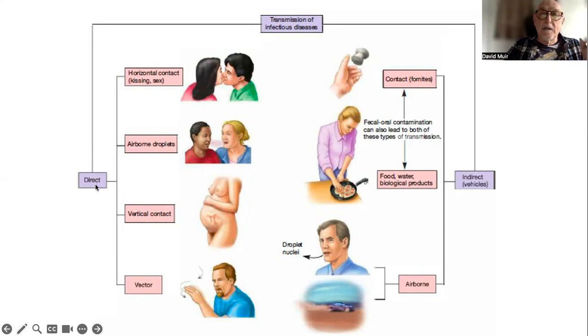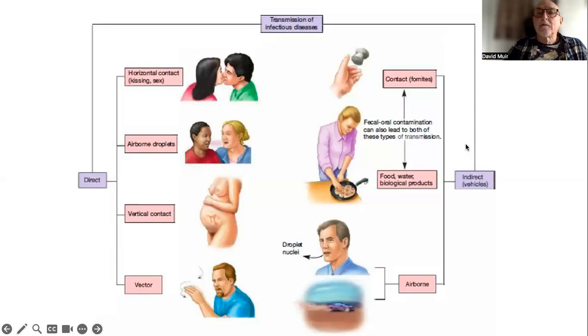Lastly, indirect are the vector-borne diseases. Now, vector-borne disease is one where the organism is not human. It is something else, very often an insect, which is itself infected by a microorganism, and that is then transmitted to a human subject. So this is vector-borne disease. It is still direct. It's from one living organism to another, in this case, human.